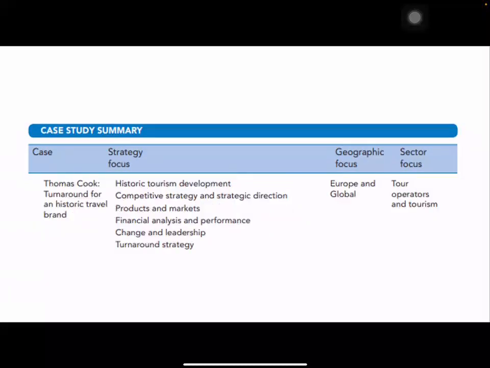The last one is Thomas Cook. Oh no, second to the last, which is the turnaround for an historic travel brand. Historic tourism development will be your strategic focus, competitive strategy and strategic direction, products and markets, financial analysis and performance, change and leadership, turnaround strategy. Your geographic focus is Europe and global, and of course, your sector will be tour operators and tourism.